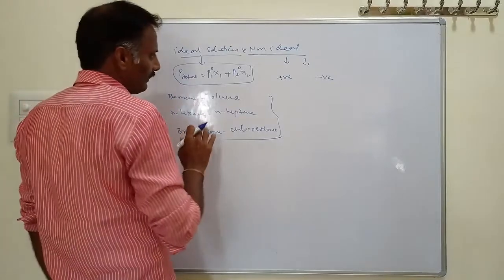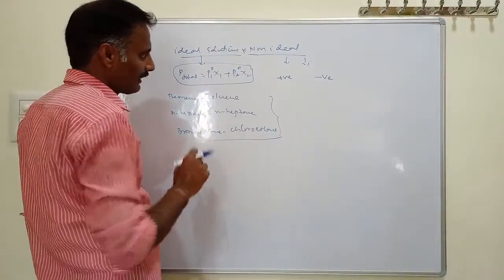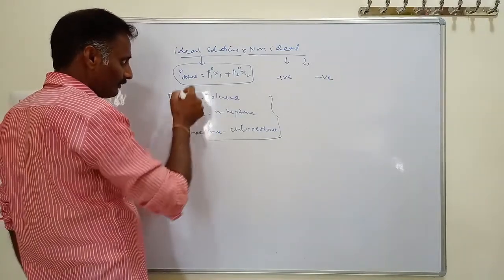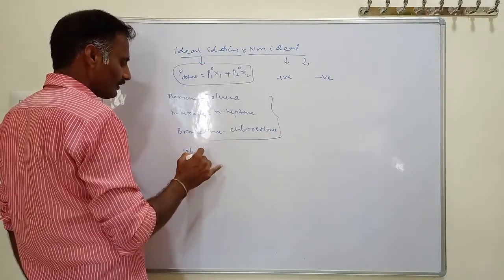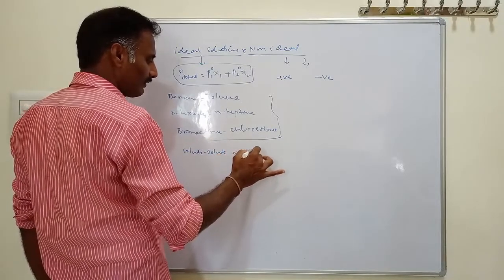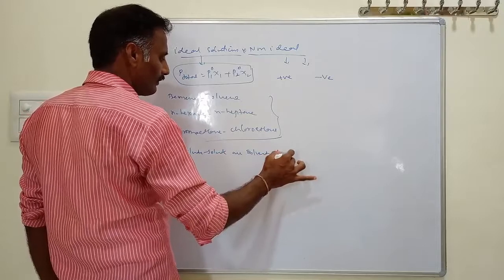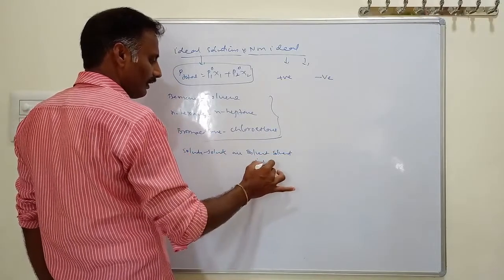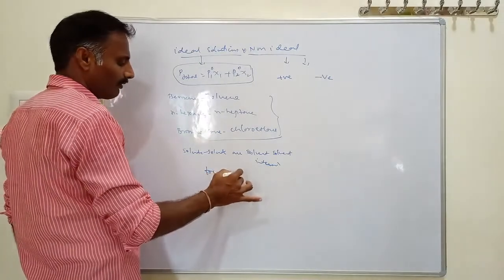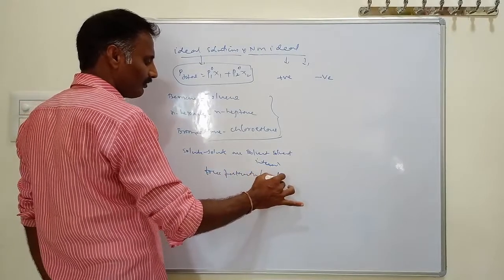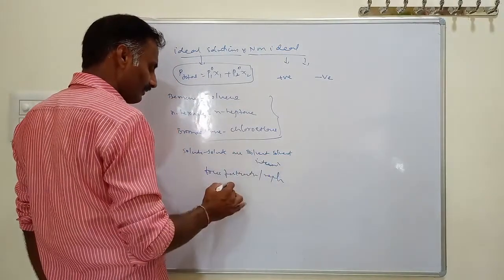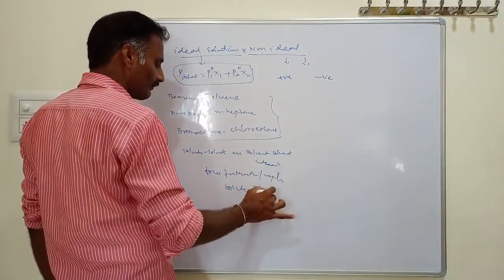What are ideal solutions? An ideal solution is one which obeys Raoult's law over the entire range of concentration. What is the meaning of it? According to an ideal solution, the solute-solute interactions are the same as the solvent-solvent interactions. And what are interactions? Interactions mean force of attraction or repulsion. Solute-solute or solvent-solvent interactions are the same as the solute-solvent interactions.